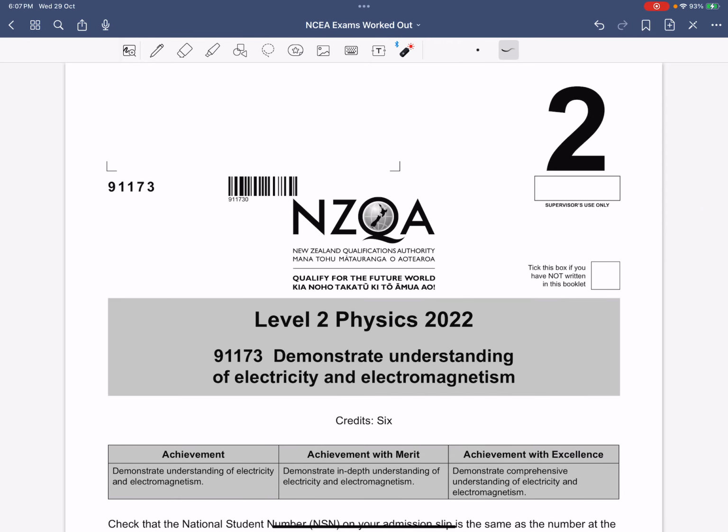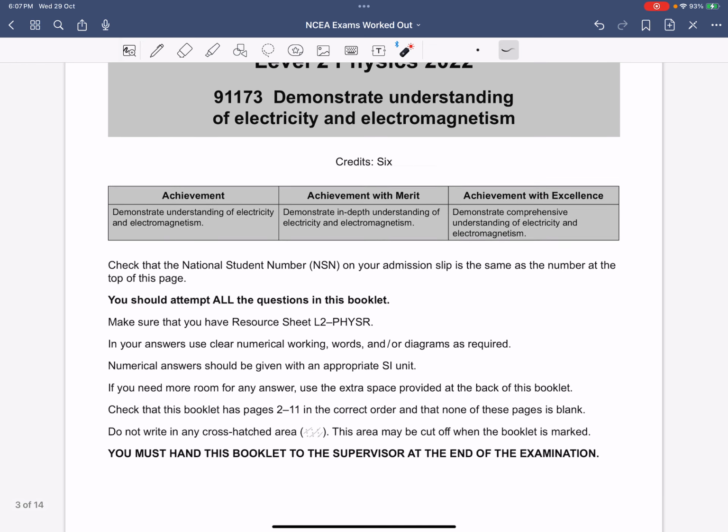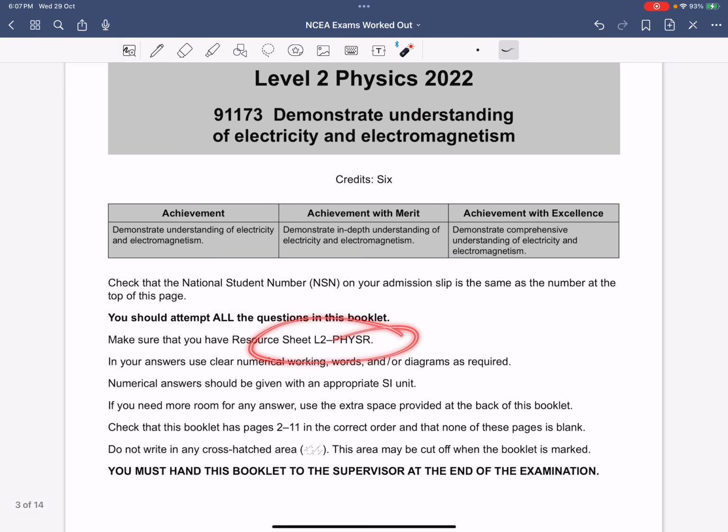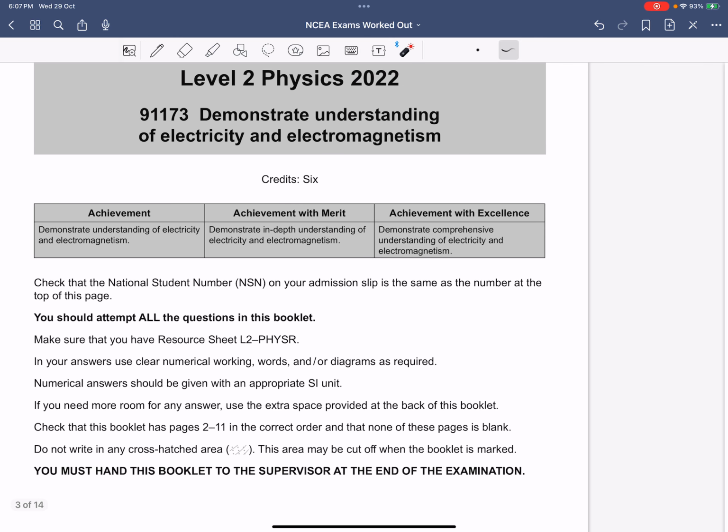Mrs. John going through the Level 2 NCEA Physics, Electricity and Electromagnetic exam paper. Just make sure you have your resource sheet and that you use clear numerical working, words or diagrams, and remember to include an SI unit with any problems.